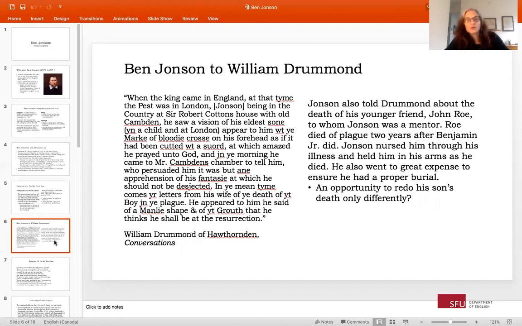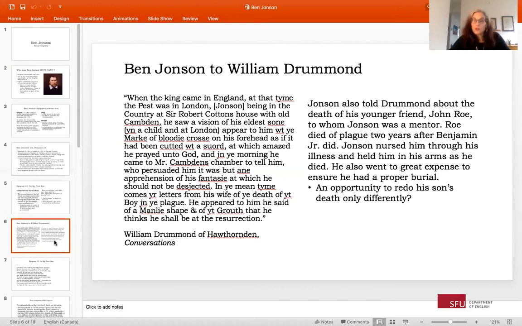Johnson's ongoing grief is known to us partly because of the accounts of a man named William Drummond, who was a poet, and Johnson visited him in Scotland in 1618. Drummond wrote down many of the details of the conversations they had, and then later published them.